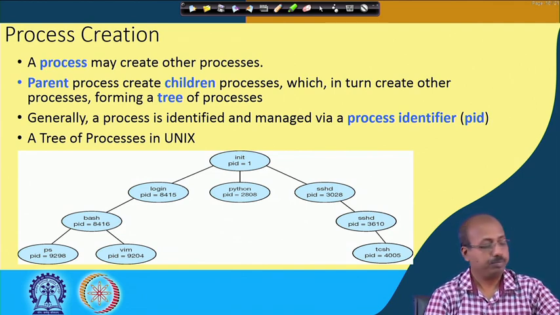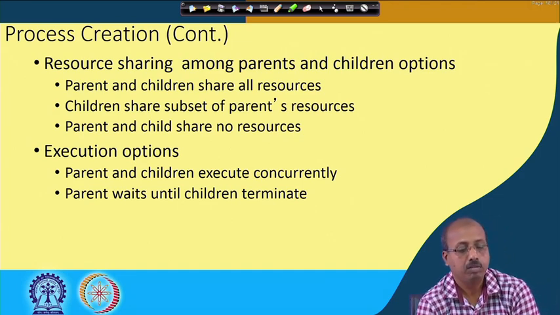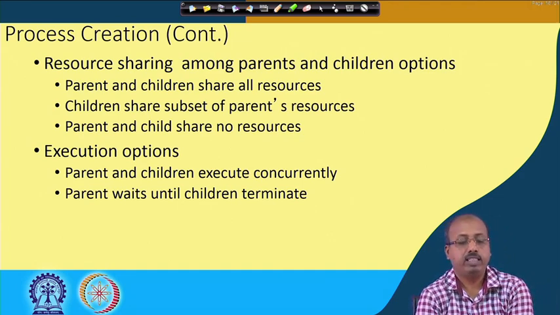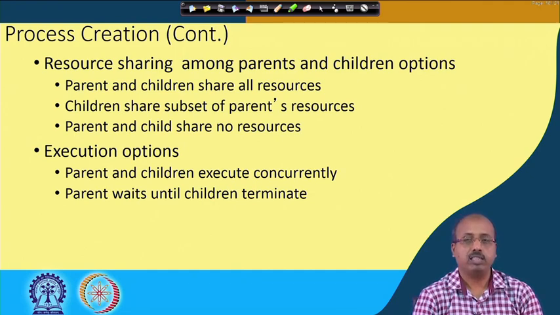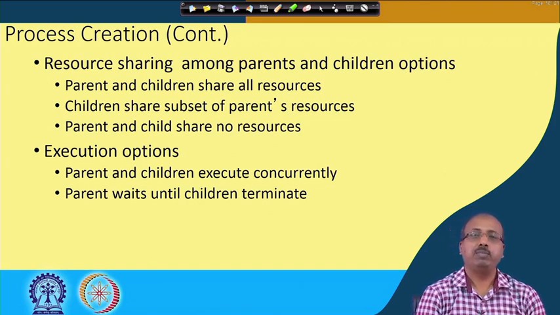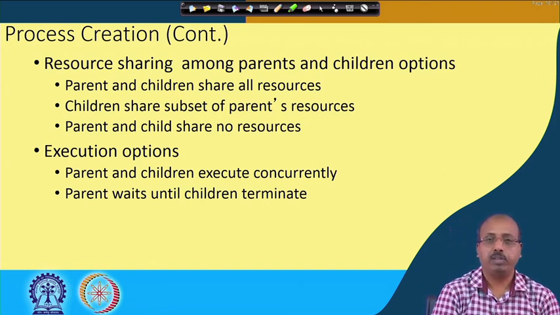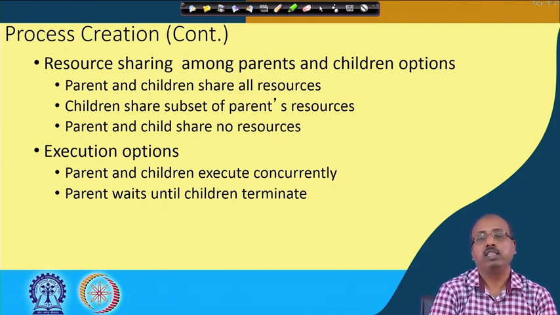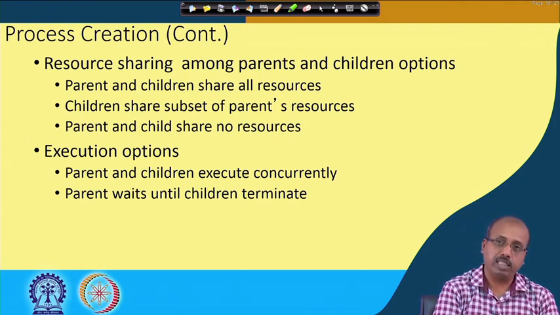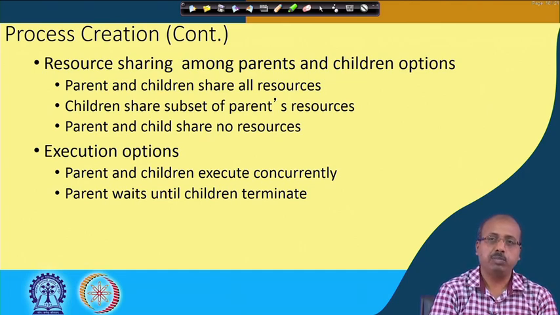Now, resource sharing among parents and children, the options may be like this: parent and children share all resources, children share a subset of parent's resources, and parent and child share no resources. These are the three alternatives. Maybe the parent has some variables, some memory locations associated with it. Now, whether those variable locations will be visible to the child process or not, that is one type of decision. In some cases, we may want those locations to be visible. For other cases, we may say no, they should not be visible to the child processes.